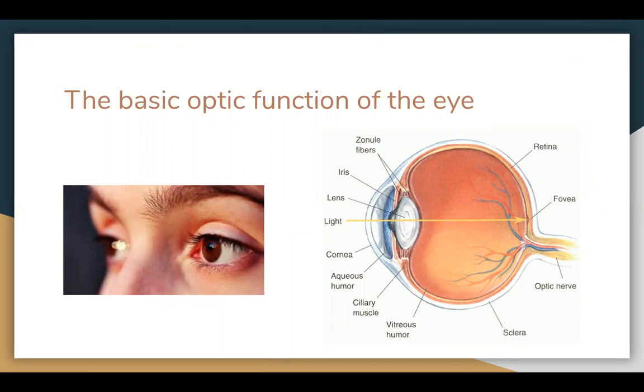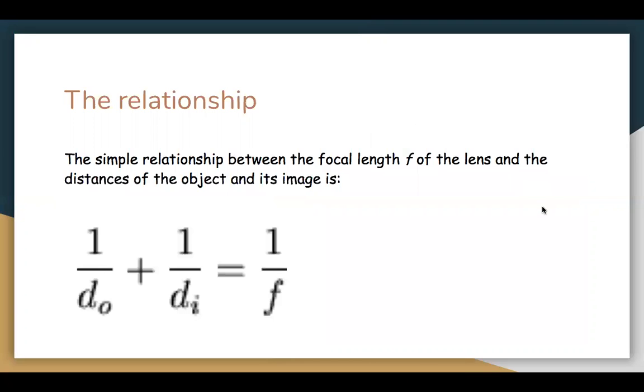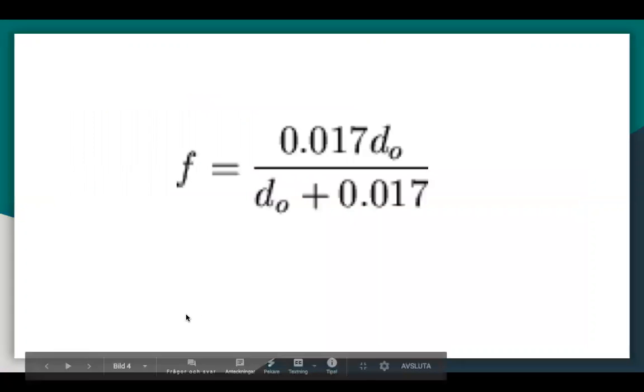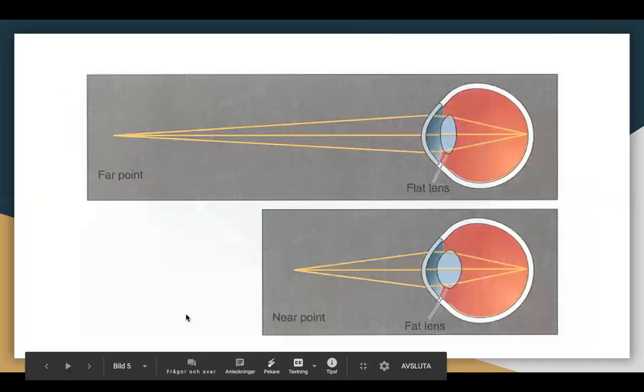The simple relationship between the focal length f of the lens and the distances of the object and its image is as follows. I'm going to talk about it later, so I'm just going to skip it for now. In the human eye, as the image always needs to be formed on the retina, the distance between the lens and the retina is fixed, at about 0.017 meters. The focal length of the lens needs to be adjusted as a function of the distance of the object, and we have this formula and these numbers for that.